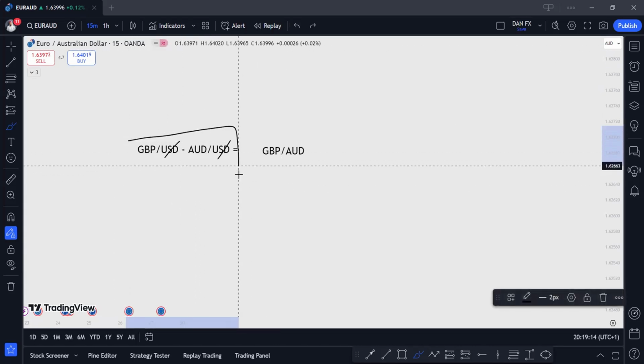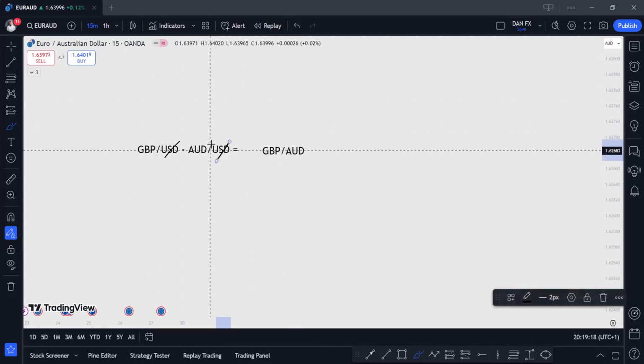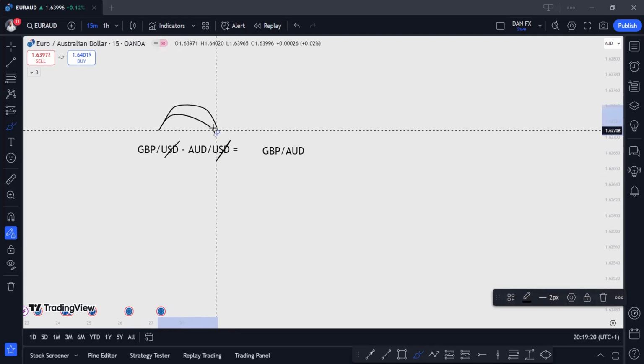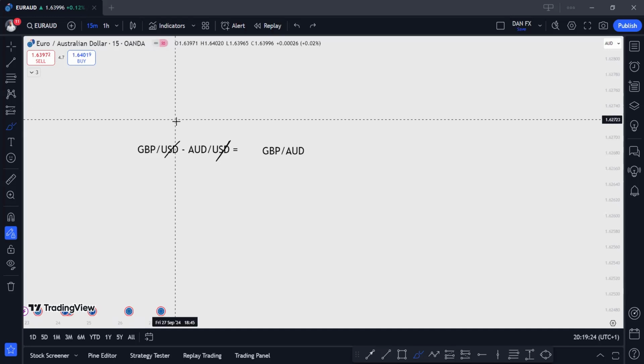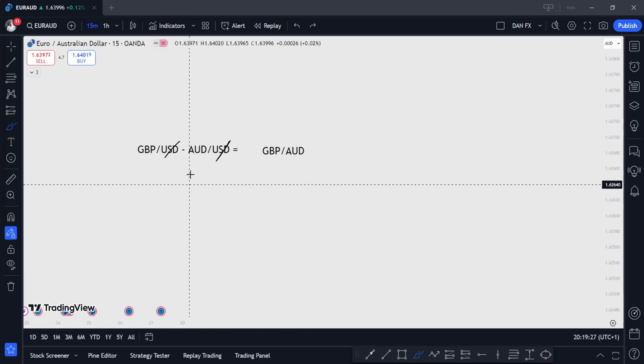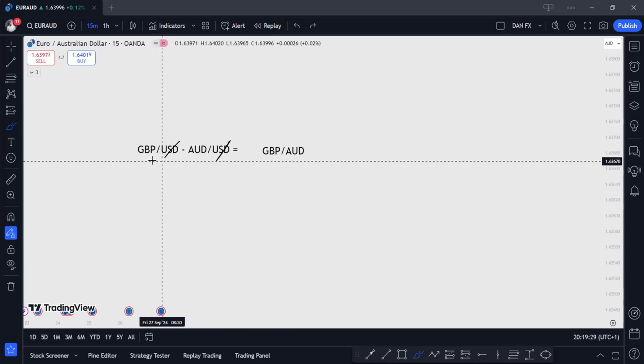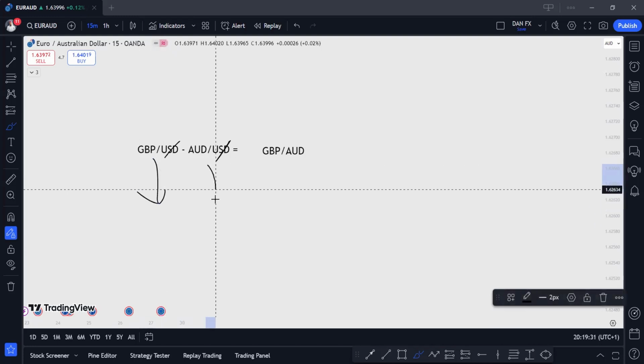Now, if they want to move these two, if they're going to move these two together, most likely it's going to be during New York session because it's only the USD that makes these two correlate with each other. So if they're going to move these two simultaneously, it's most likely going to be during the New York session. All right. So if the New York session happens, if GBP/USD is going down, AUD/USD has to go down.